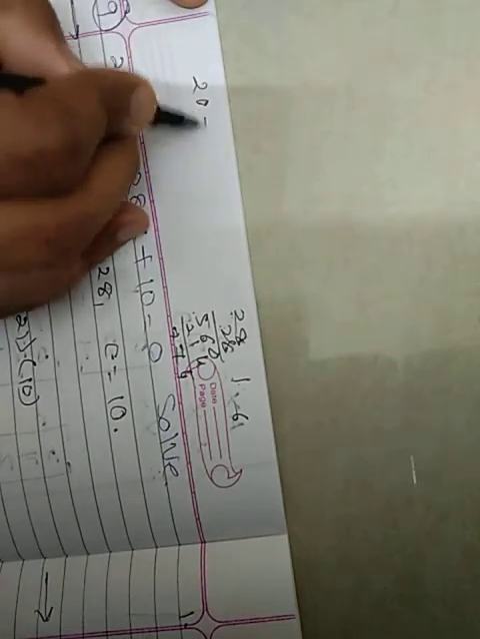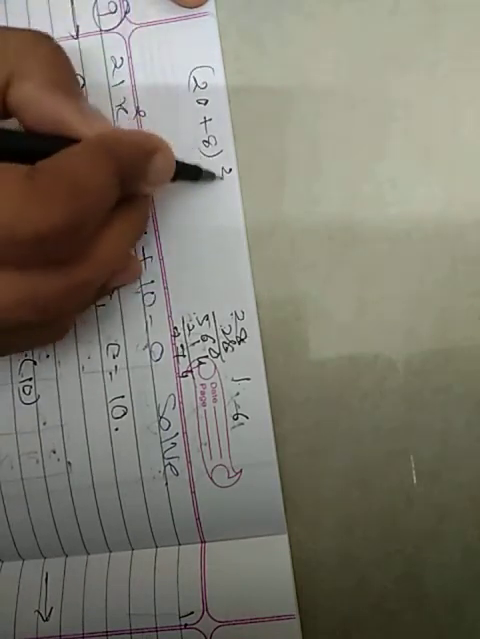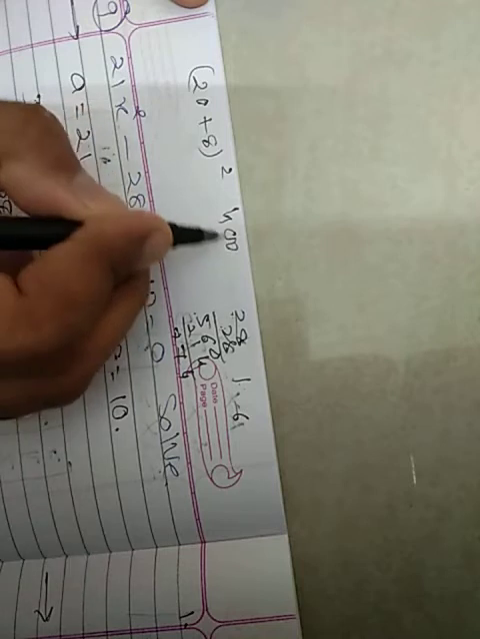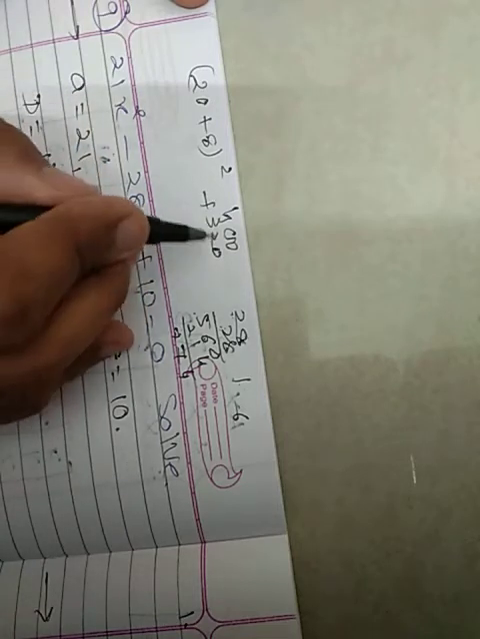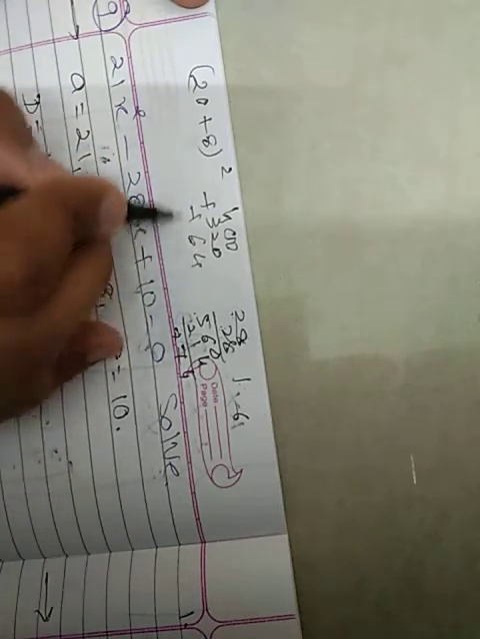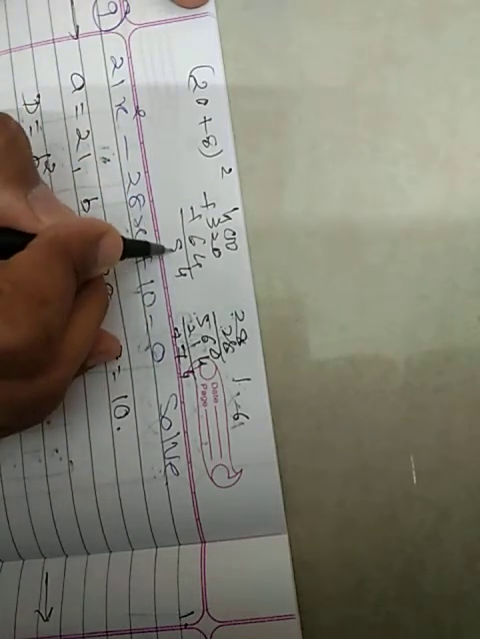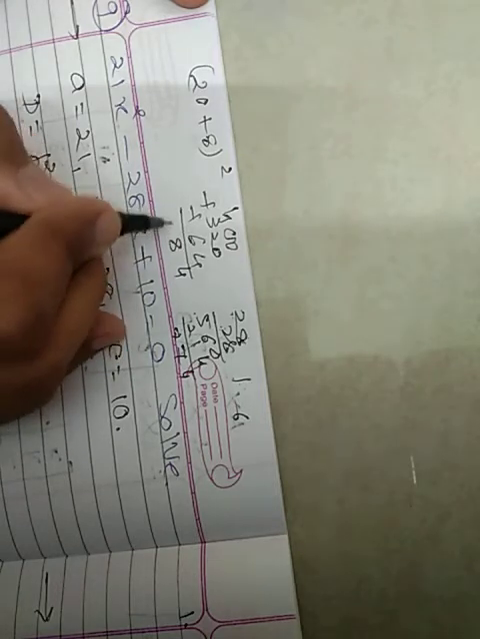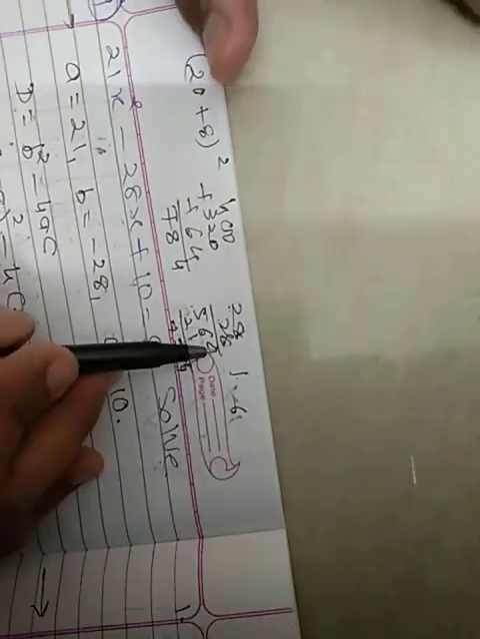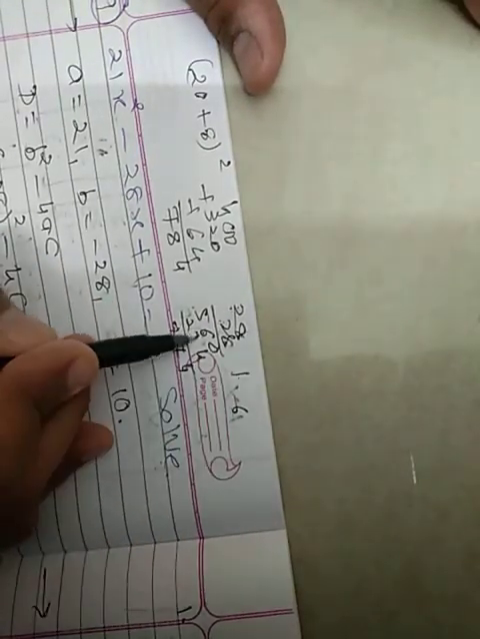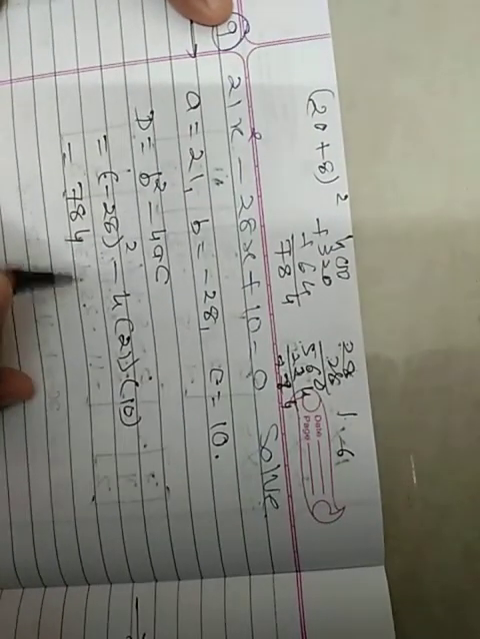No, 28 square means 20 plus 8 whole square: 400 plus 2 times 20 times 8 is 320, and 64, which gives 784. Yes, it is correct. Okay, 784, I was correct.